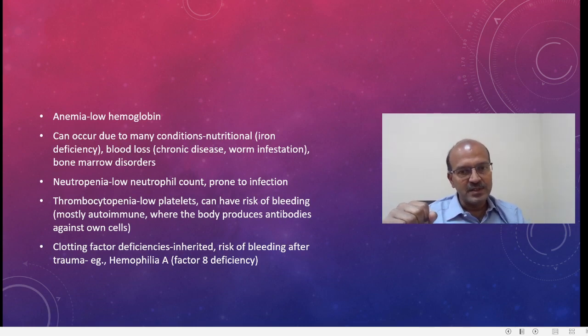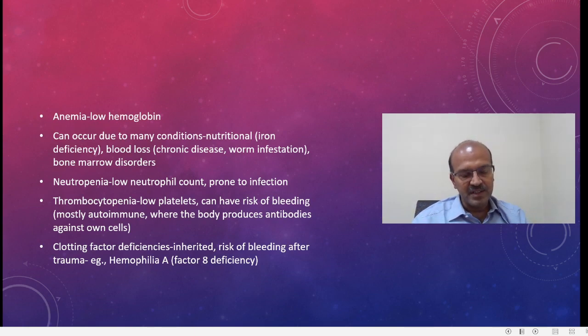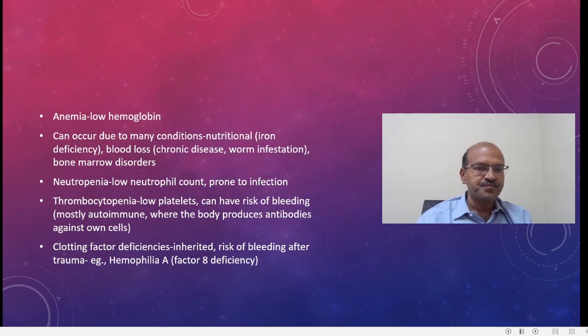Malaria is an important cause of anemia in areas where malaria is endemic. We also have bone marrow disorders, leukemia, for example, where the cells multiply, they displace the red blood cell multiplication factors and they become anemic as well.